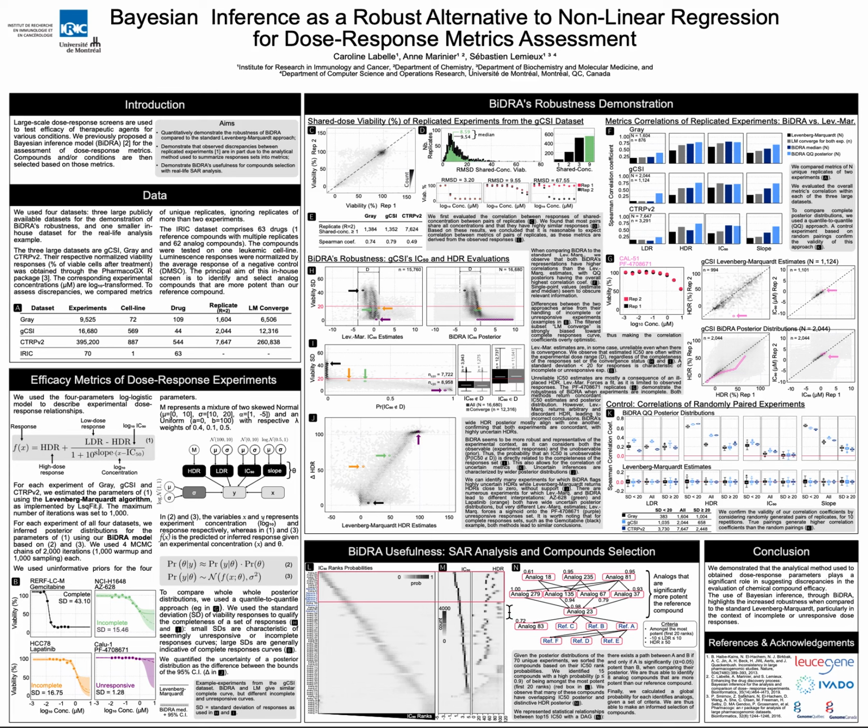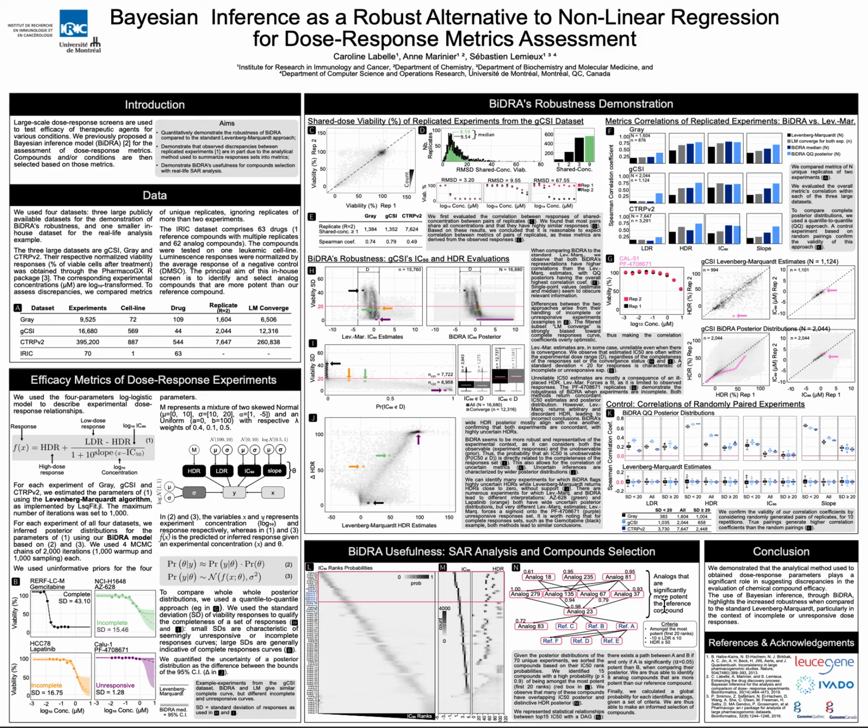We observe that many of these compounds have overlapping IC50 posteriors and distinctive HDR posteriors. We represented statistical relationships between our top 15 IC50s with a DAG. Here, there exists a path between A and B if and only if A is significantly more potent than B when we compare the posterior distributions. We are thus able to identify 8 analog compounds that are more potent than our reference compound.